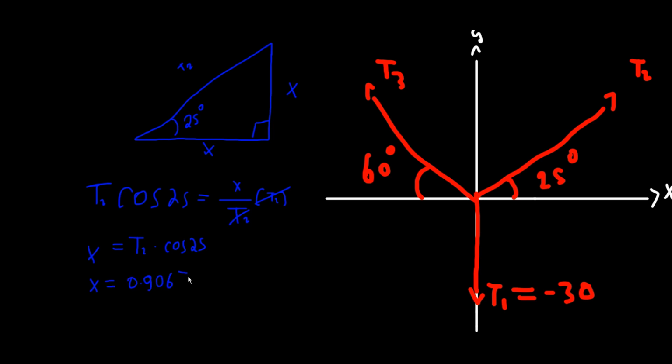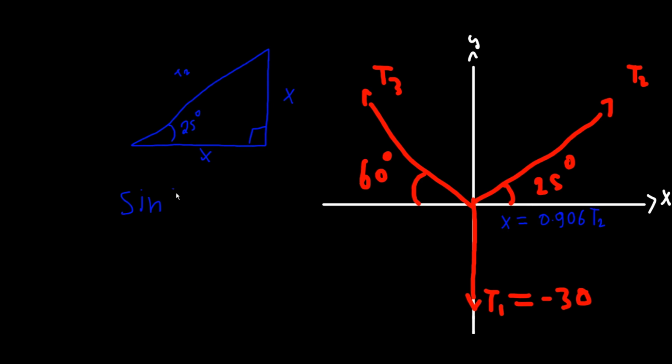As you see, the value of T2x is 0.906 multiplied by T2. Now let's use the function sine to find the T2y value. The T2y value is equal to 0.422 multiplied by T2.